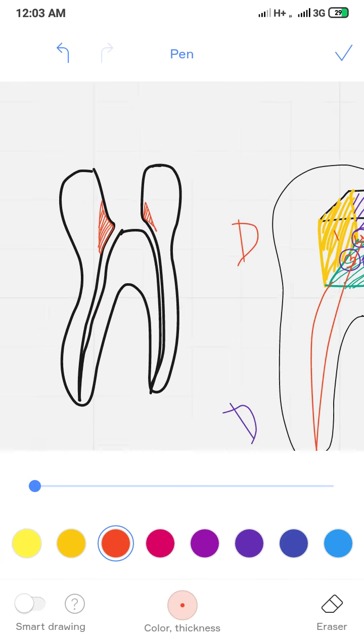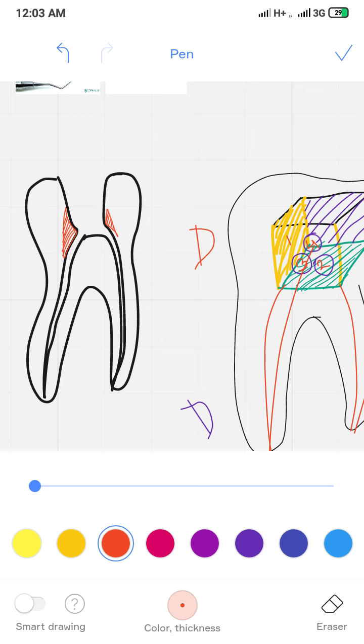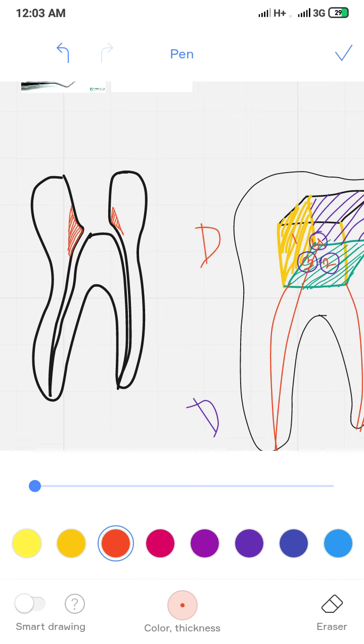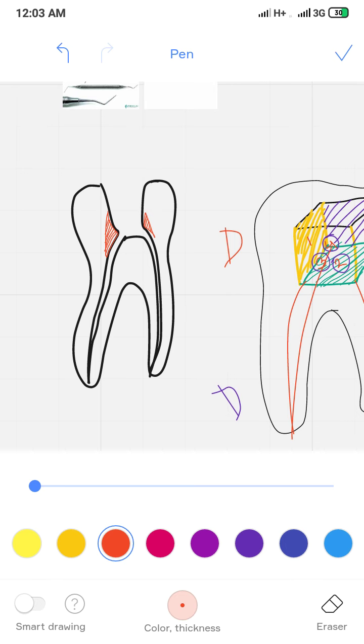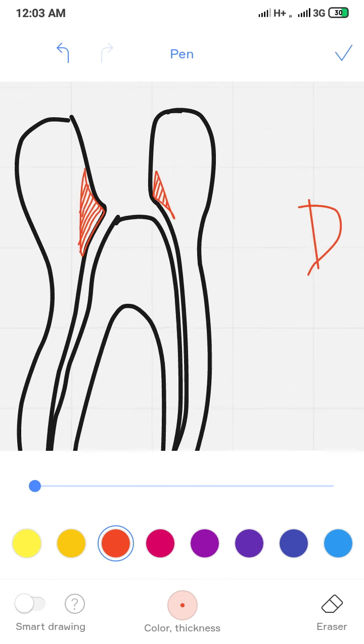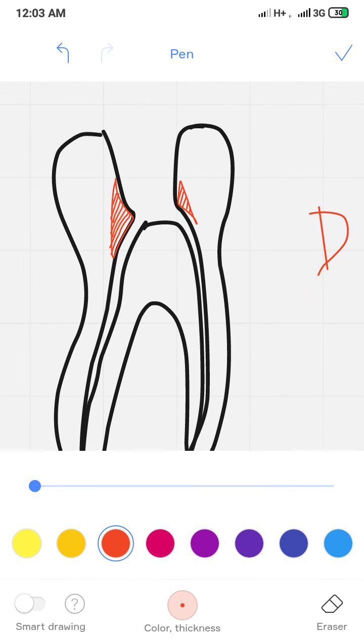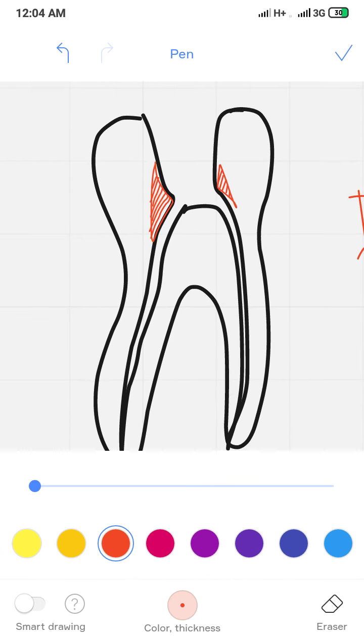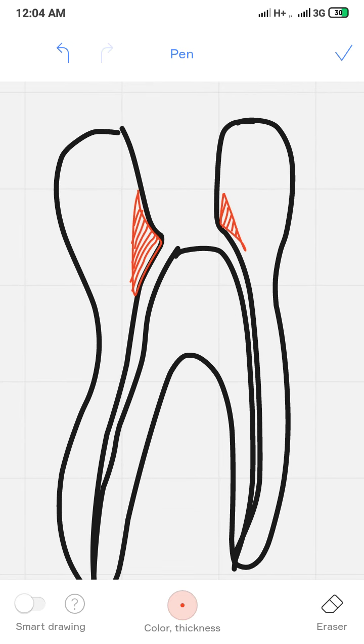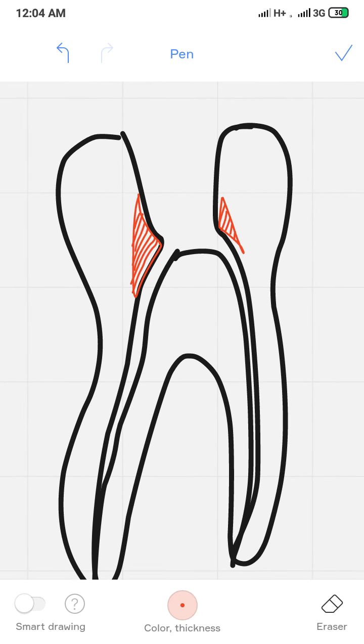Okay, after you have located the major canals, if you have time, go on looking for additional canals, no problem. But before you go on looking for additional canals, it will be a good idea to remove dentinal triangles. What are dentinal triangles? Well, if you look at this particular image, you will see that the area I marked red, these are the dentinal triangles.